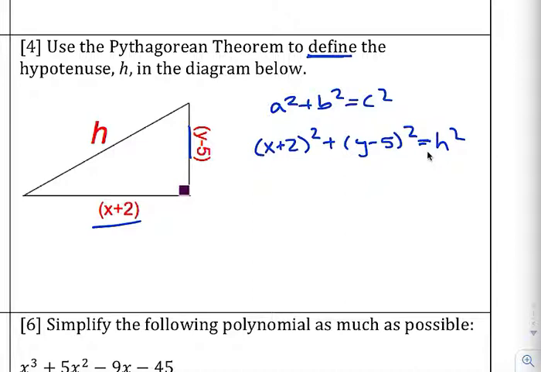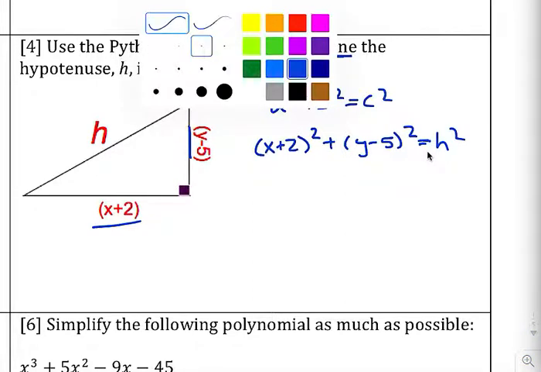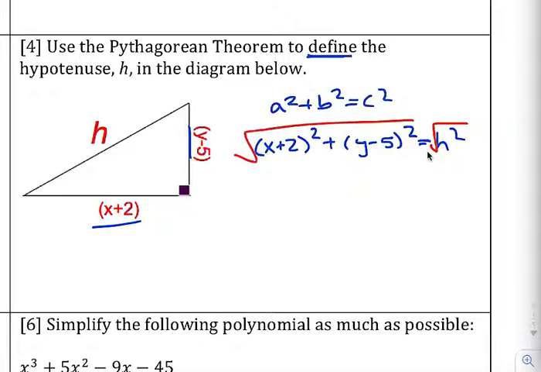Now this is close to a definition for h. It's not though, simply because it's not h equals. But this is a quick step here. If we have h squared, the inverse is to square root it, which means I'll square root both sides.